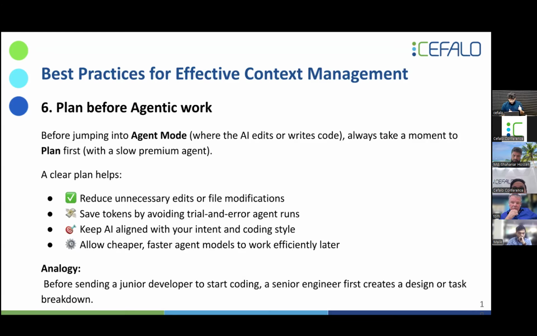It's recommended to plan with a slower premium agent, but if the work you're trying to do is not really that complex, you can also do it with a fast agent. A clear plan helps you reduce unnecessary edits or file modifications. If you just jump into agent mode, it might do unnecessary edits, and you will tell it, okay, this was unnecessary, revert it. So there will be more tool calls involved, more context involved, and it will cost more.